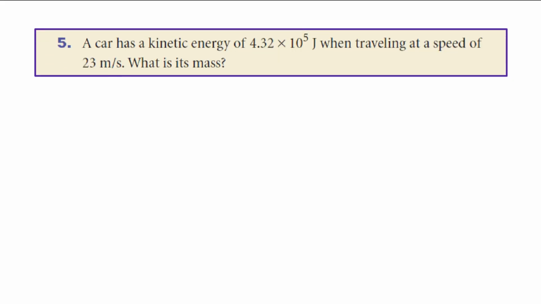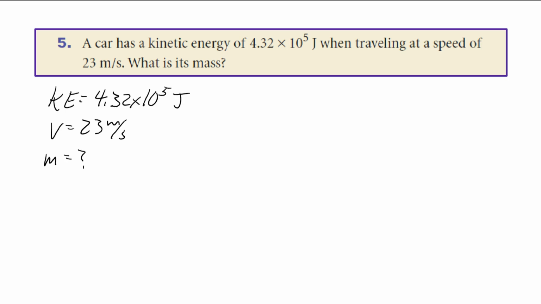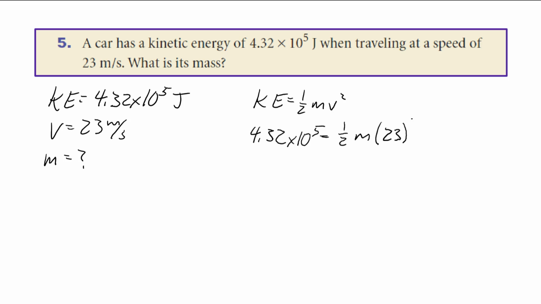A car has a kinetic energy of 4.32 times 10 to the 5th joules when traveling at a speed of 23 meters per second. What is its mass? So let's write down the givens. In this case, they're looking for the mass. So we could write down the equation. KE is equal to 1/2 mv squared. Oh no, you know what the kinetic energy is. It is 4.32 times 10 to the 5th, equal to 1/2 mass times 23 squared.